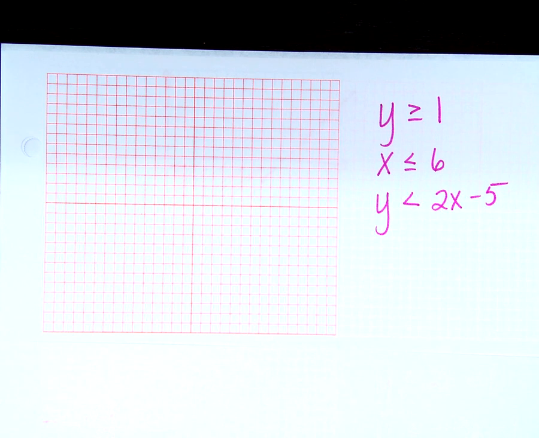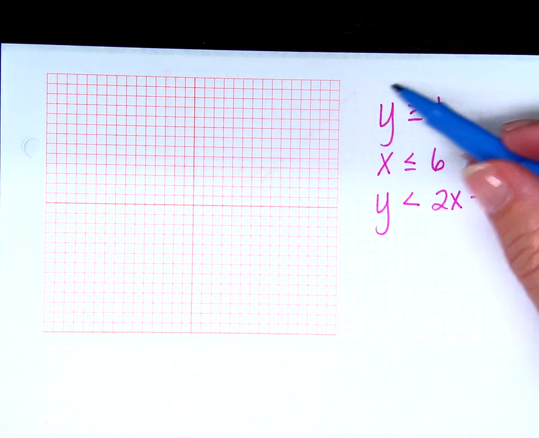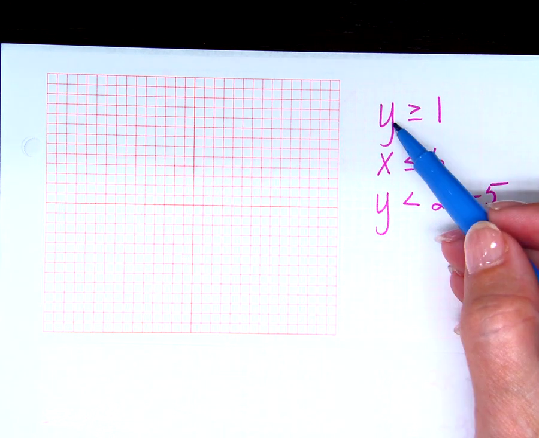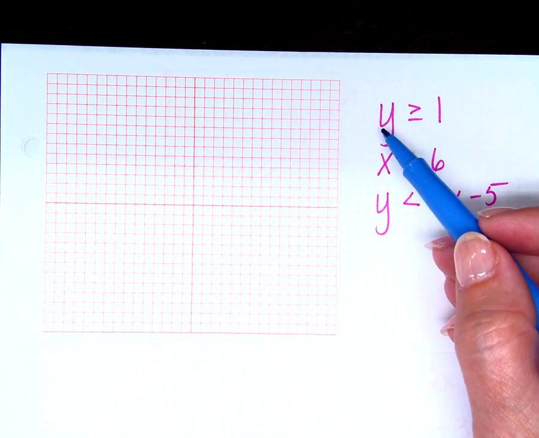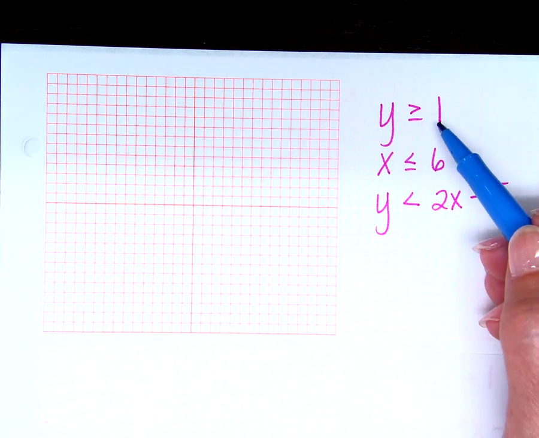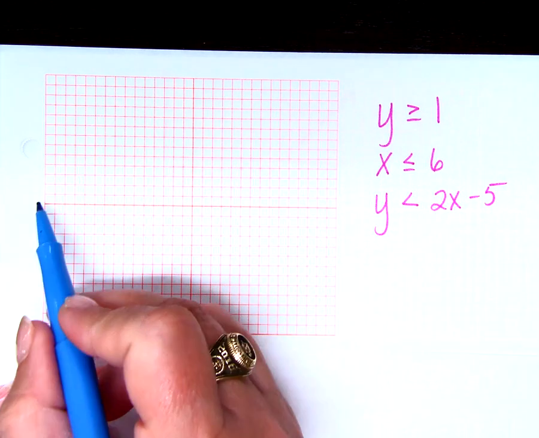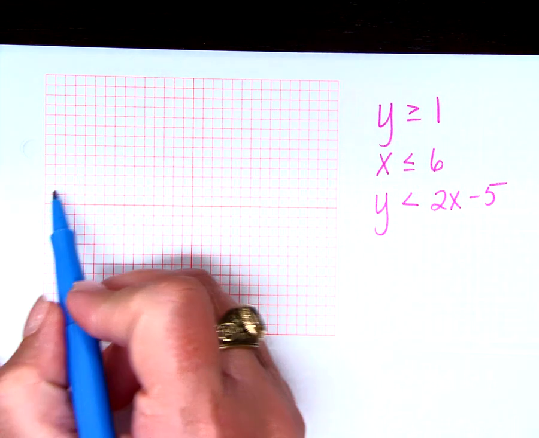So how do we go about graphing this first one? How do we graph that? When there's only one variable, how do we graph it? What's it telling us? Yeah, it's telling us which axis it crosses and where. Which axis is this crossing? The y-axis at 1. So what kind of a line is it? It's a horizontal line, isn't it?